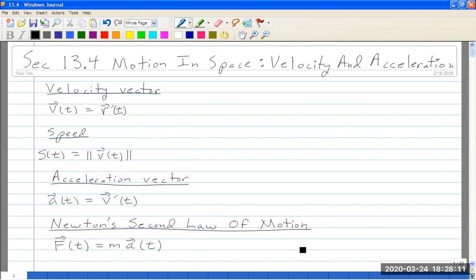Newton's second law of motion states that the force vector is equal to mass times the acceleration vector, assuming that the mass of your object is constant.